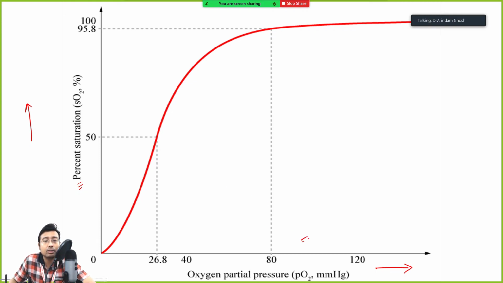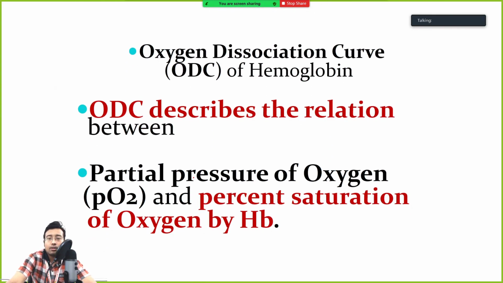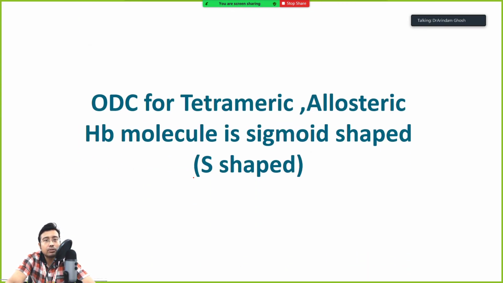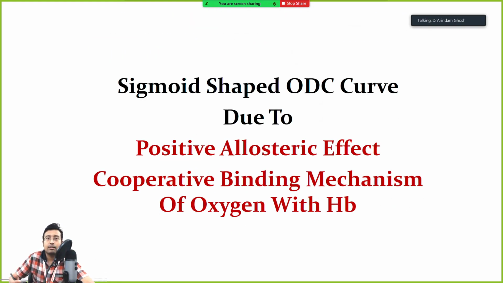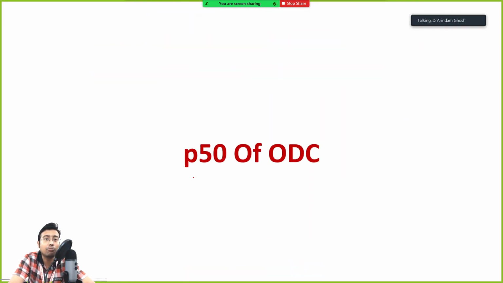Partial pressure of oxygen is the pressure, and this is the saturation, the SpO2. This is the one that we measure by pulse oximeter. So who is responsible for this sigmoid shape? It is the cooperative binding or the positive allosteric effect of hemoglobin, that is oxyhemoglobin. One oxygen binding facilitates binding of the others, and that is what leads to this sigmoid shape.